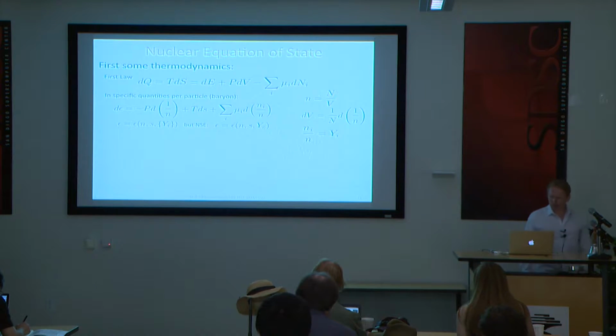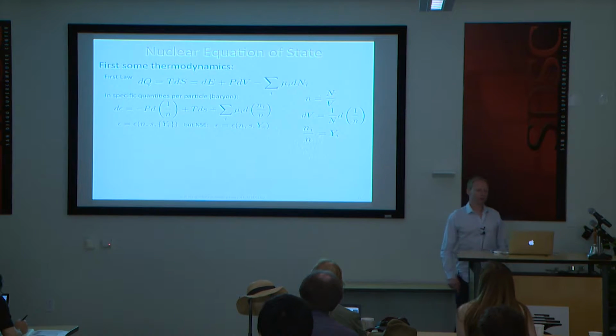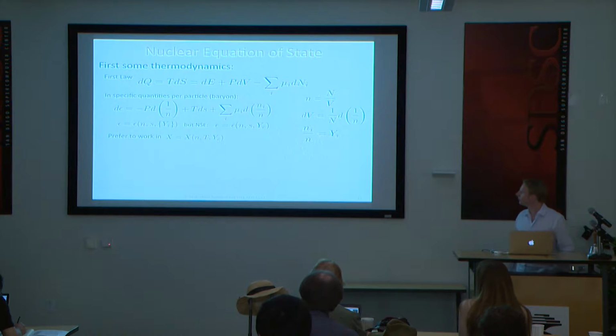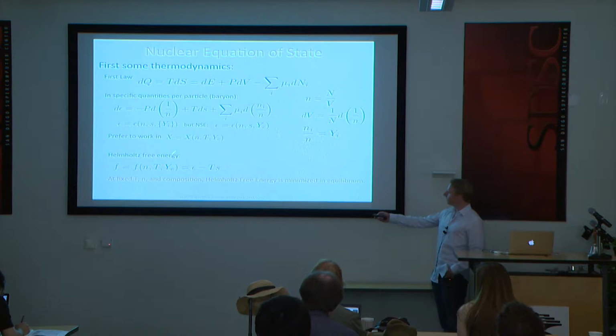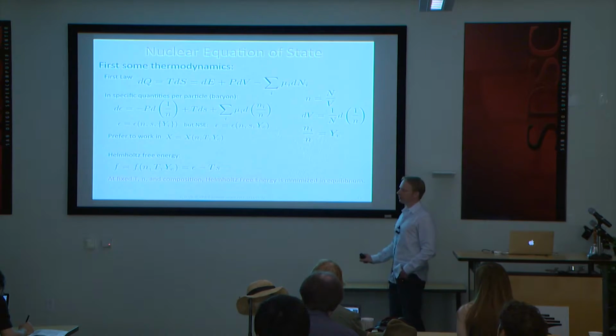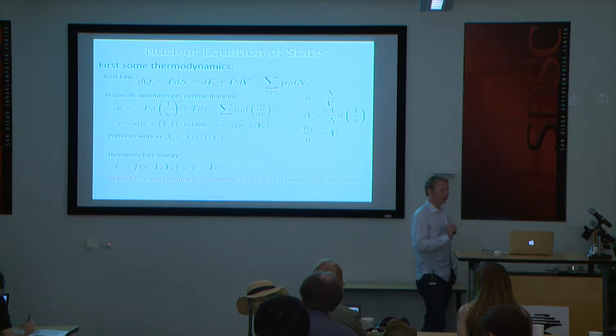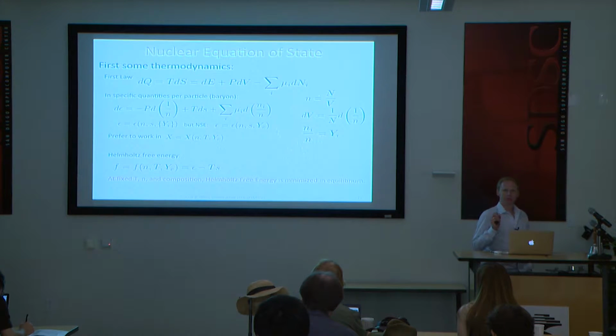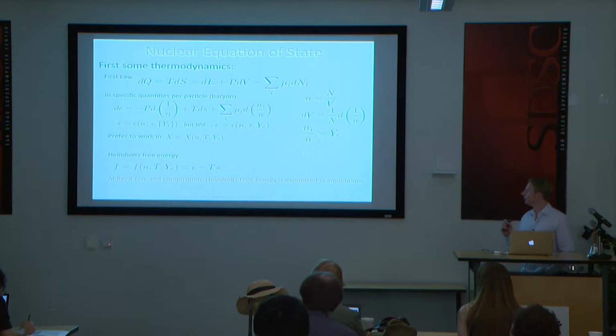Now I'm still not happy because my hydrocode actually likes different variables. It likes temperature instead of entropy. It likes number density, and it likes electron fraction. So I need to go to some other kind of thermodynamic potential. And I use the free energy for that, the Helmholtz free energy, which is defined as epsilon minus Ts. And the Helmholtz free energy has the additional nice feature that at fixed temperature, density, and composition, the Helmholtz free energy is minimized in equilibrium.